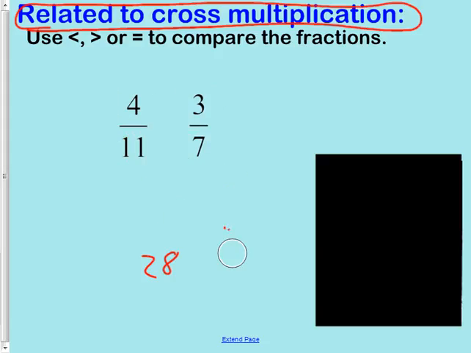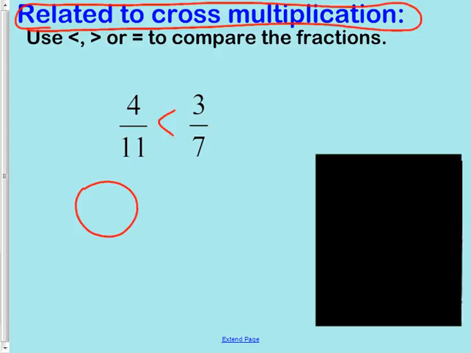Let's say that we had 7 pieces of pie. You get to have 3 out of those 7. Or we had 11 pieces of pie, but you got to have an extra piece. 4 out of the 11. Which one's more? All right, so it's a less than sign.